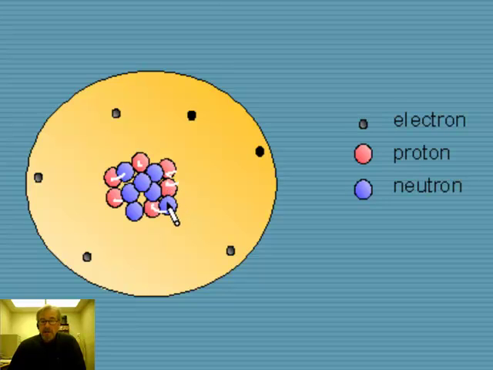It's got a number of neutrons. That number of neutrons can vary, and it's got electrons, and in a neutral atom the number of electrons and the number of protons is the same, and that's what we've got here, 6 electrons.